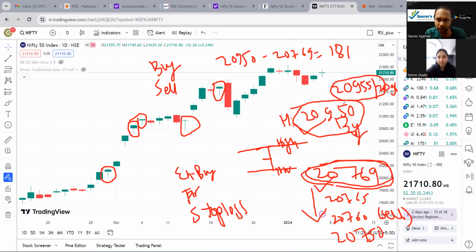So you have to keep a stop loss of 50%. 50% of 181 is approximately 90 points, right? So your stop loss will be 90 points from the entry price. Your entry price was 20955. So what will be your stop loss? 20955 minus 90. So your stop loss is 20865, right? Understood?